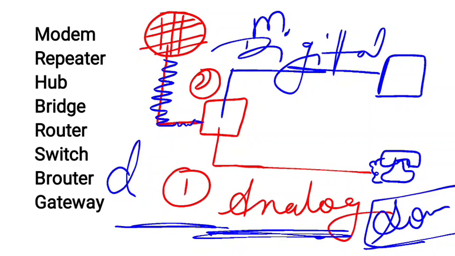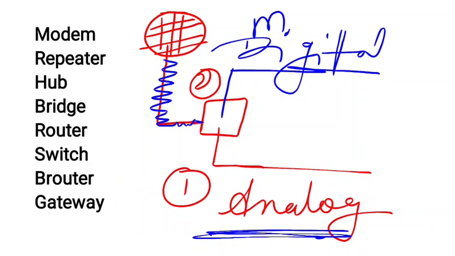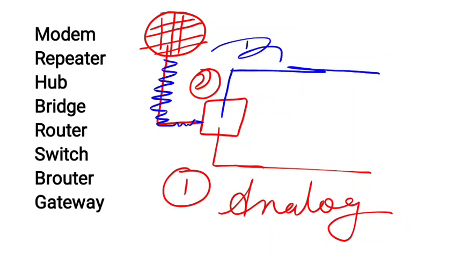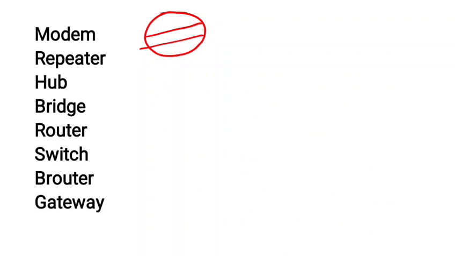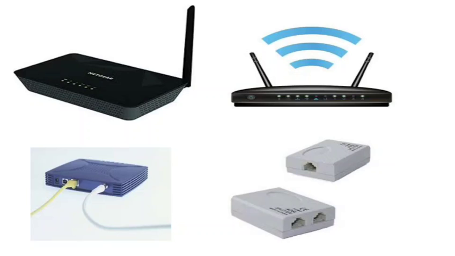telephone signals. So that's why we are using this modem, because it helps us divide two different types of information, and we can say it divides digital and analog signals from each other at two different points. Now next we are talking about the repeater.